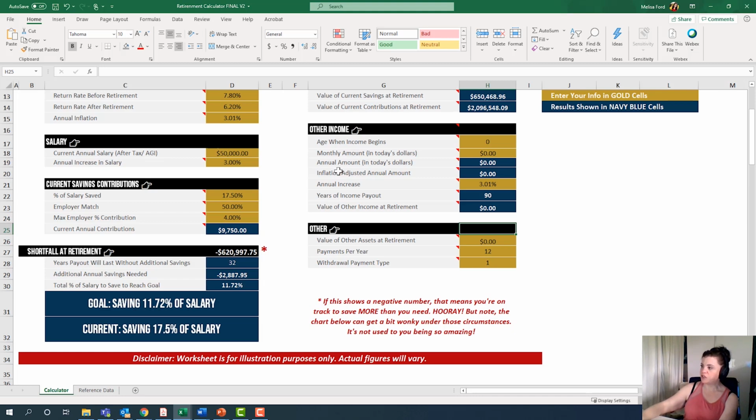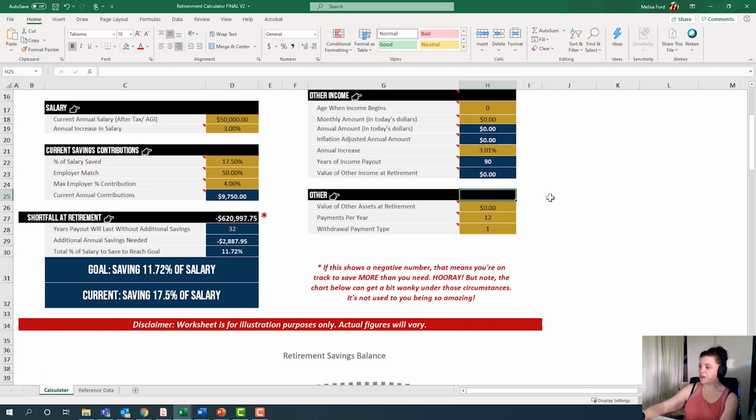Like I said, you could also use this for a pension if your company offers a pension plan. Then down here, you're going to see the value of other assets at retirement, payments per year, and withdrawal payment type. What does that mean? I think the best way to look at this is to imagine that you owned a rental property. If they were paying you rent of $1,000 a month and you owned it free and clear, and that was what you took away, not including any expenses you had to pay, so you netted $1,000 a month from that, then what you would do is put in this field $12,000.